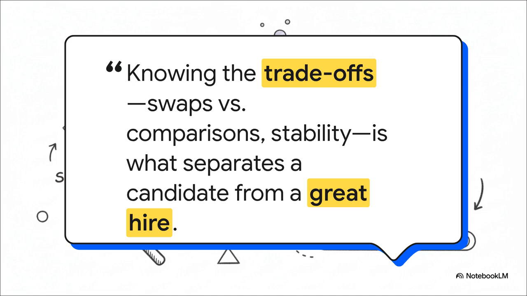Your interviewer knows you can write the code. What they really want to see is if you can discuss the trade-offs. Can you talk about why you'd favor fewer swaps over fewer comparisons? Can you explain why stability might matter for a certain problem? That is what elevates you from just another candidate to a great hire.